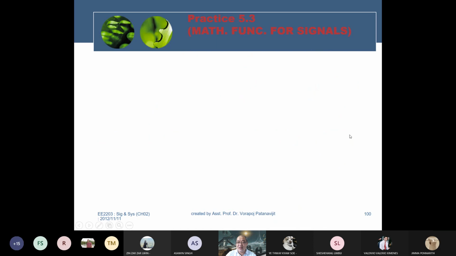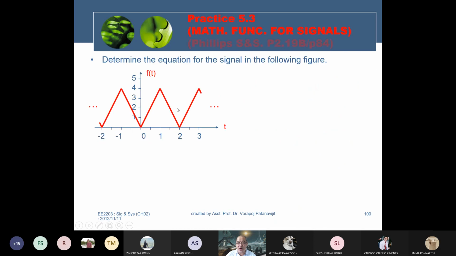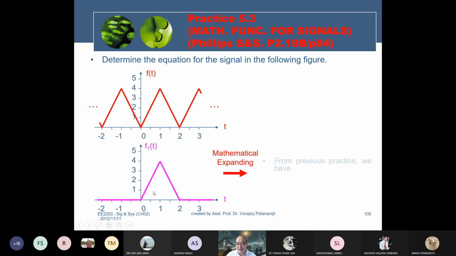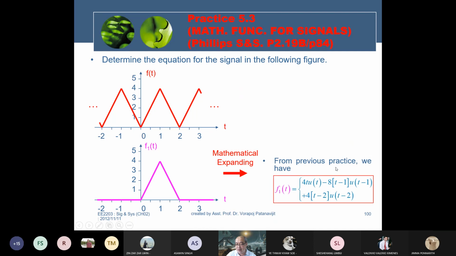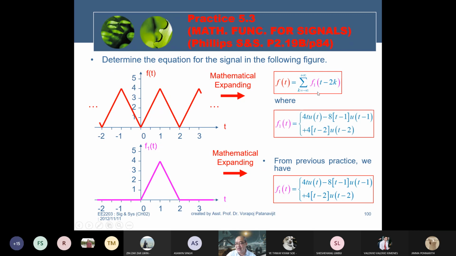Okay. The next one, if the function is periodic, the same as the previous, you use this term. You cut only one period of this graph, and this term F1 can already be written from this mathematical equation. From the previous practice, we have this equation, and therefore for the top one, you only require the summation with k starting from -infinity to +infinity for the periodic one, and f1(t) equals this form.